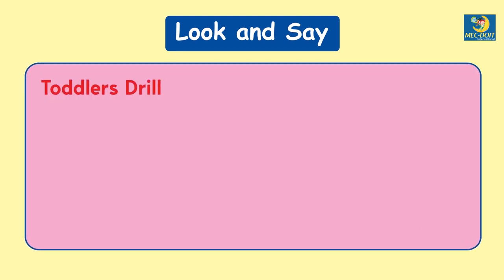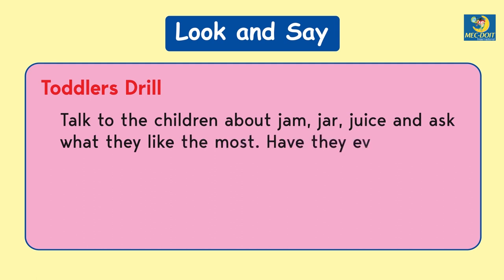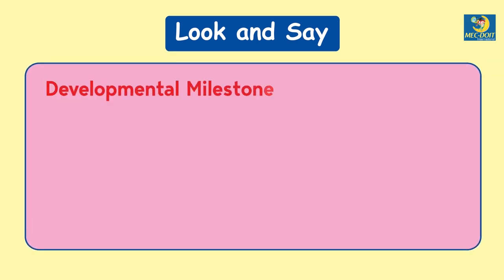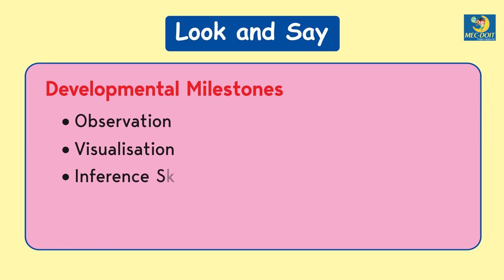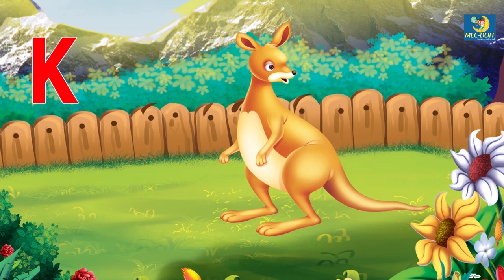Toddler's drill. Talk to the children about jam, jar, juice and ask what they like the most. Have they ever worn a jacket or traveled by a jeep? Help them to recall their memories. Developmental milestones. Observation. Visualization. Inference skills.